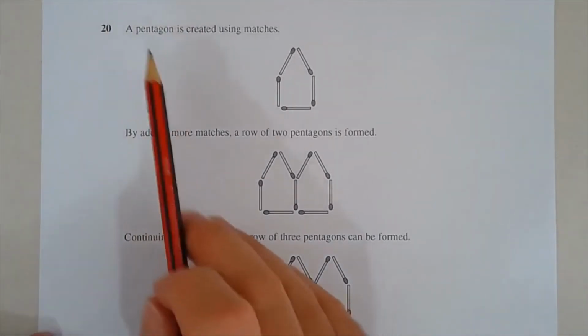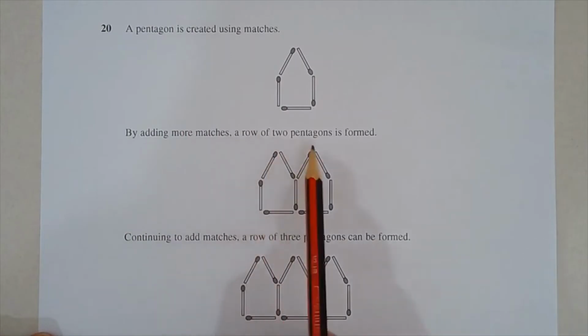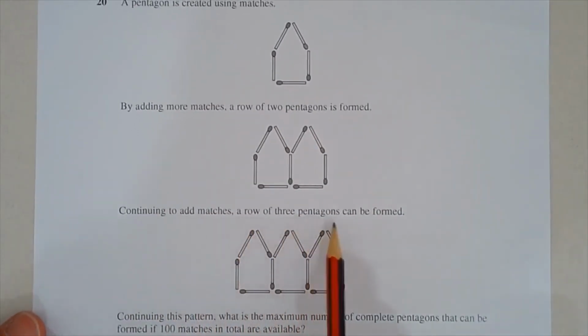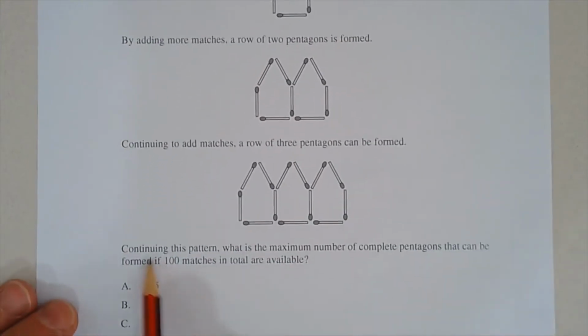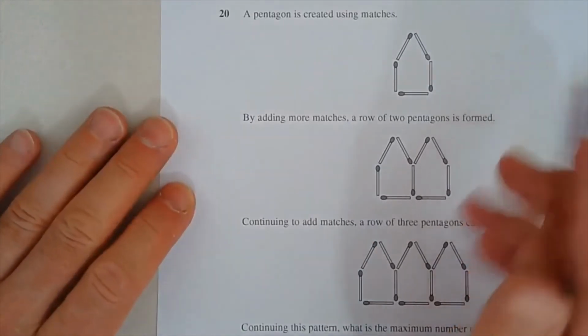Question 20. A pentagon is created using matches. By adding more matches, a row of 2 pentagons is formed. Continuing to add matches, a row of 3 pentagons can be formed. Continuing this pattern, what is the maximum number of complete pentagons that can be formed if 100 matches in total are available? So what we can do here is to form a table of values.